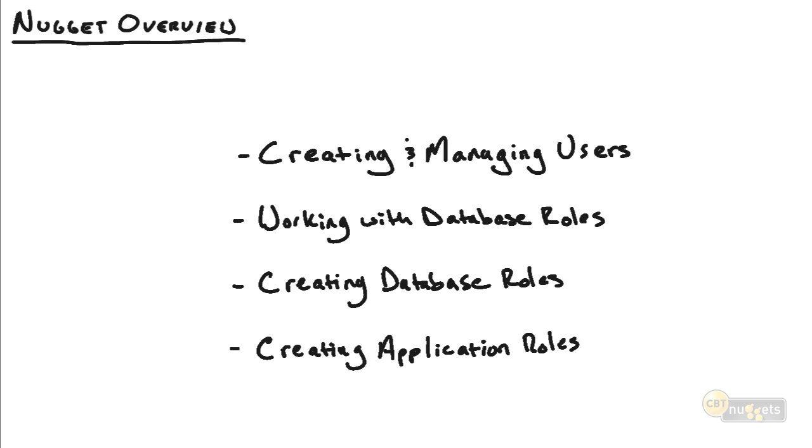Checking out the Nugget overview, we're going to kick this Nugget off by jumping right into the Virtual Nugget Lab and learn how to create and manage users. We'll start with creating users. We'll create users that are linked to logins, both Windows authenticated and SQL Server authenticated logins. Then we'll take a look at how to create users that are not associated with a login. We'll look at contained database users and how that works. And then we'll also take a look at how to deal with orphaned users.